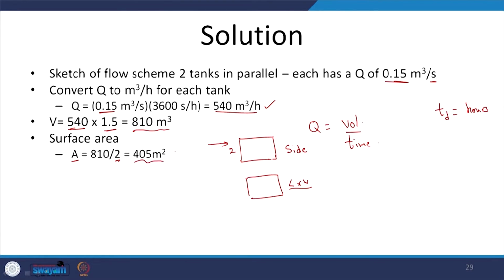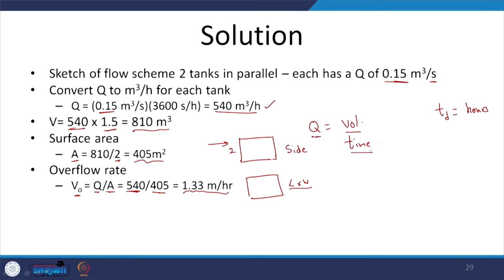Now, once I calculate the surface area, I can calculate the overflow rate. It is pretty straightforward, Q by surface area, 540 by 405. It looks like it is 1.33 meter per hour. That is just some algebra, but again this is not the design. We will look at the design in greater detail later. Again, Q and time were given, so we calculated the volume, and we already had the depth. We calculated the surface area and from the surface area we calculated the overflow rate, which gives us the relevant threshold. So, let us move on.